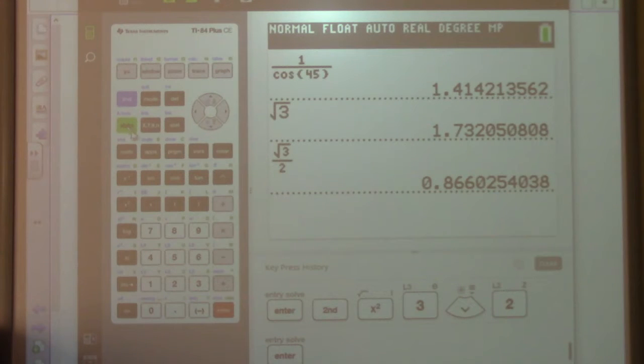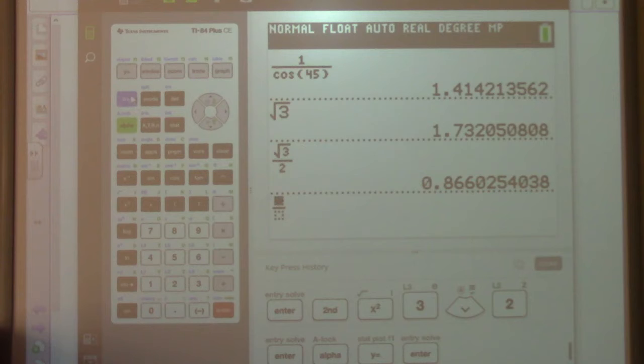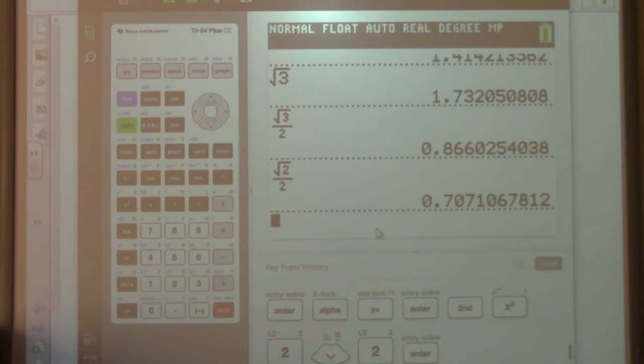So let's look at that. Yeah, cosine is secant and cosecant is sine. It's also the one you pick. Cosecant is sine. Here's square root of 2 over 2. There it is, right? I knew all those, didn't I? Yeah, good for you.